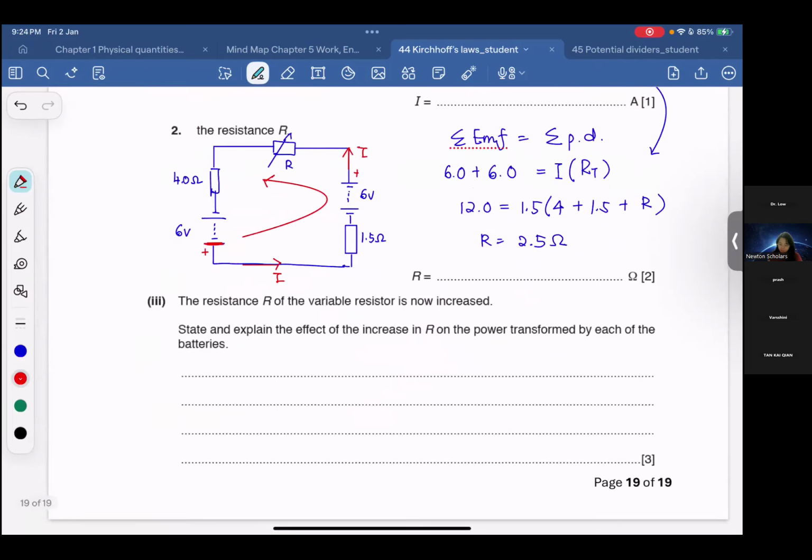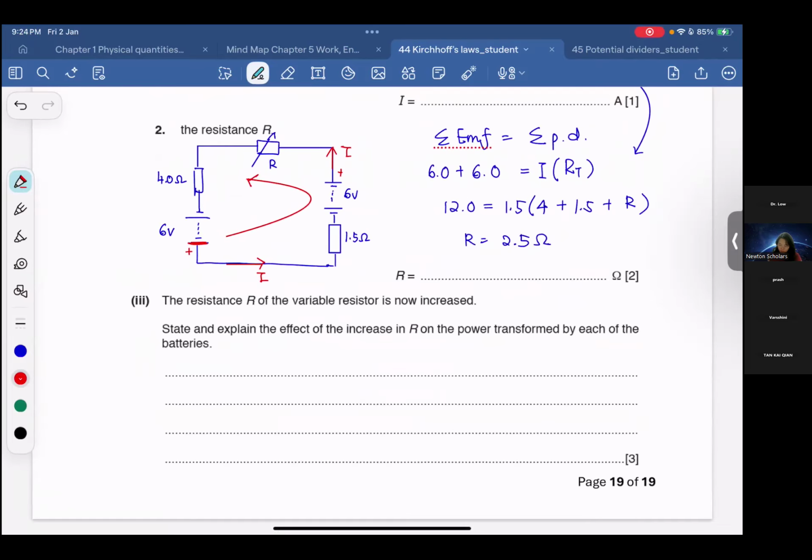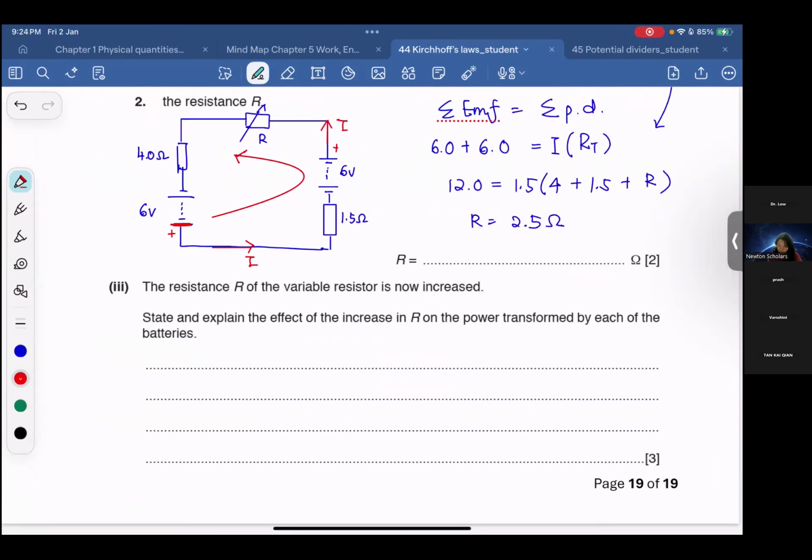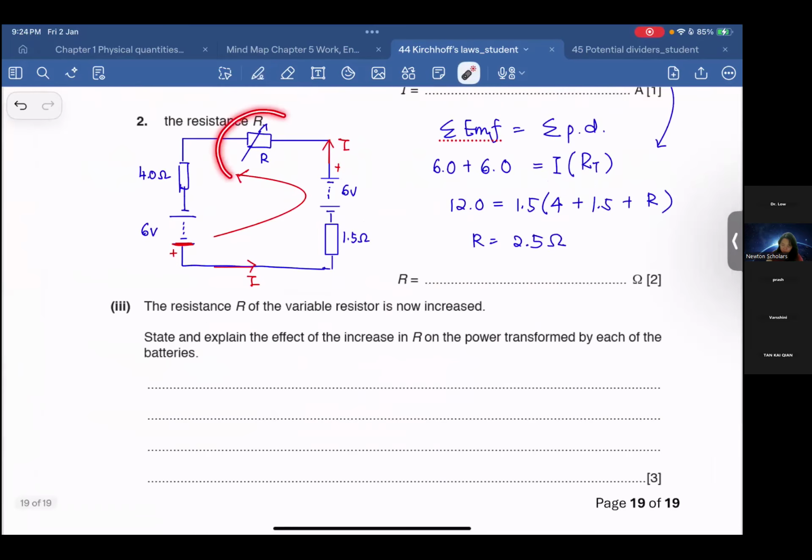Okay, here next, last question. The resistance R of the variable resistor is now increased. Oh okay, this is a variable resistor, which means we can adjust it manually. So now we increase this resistance. State and explain the effect of the increase in R on the power transformed by each of the battery. So what happened to your power?